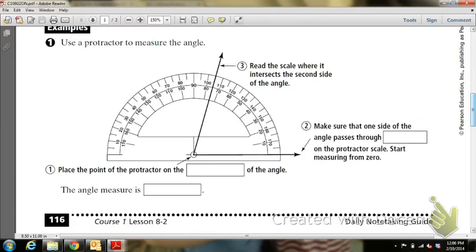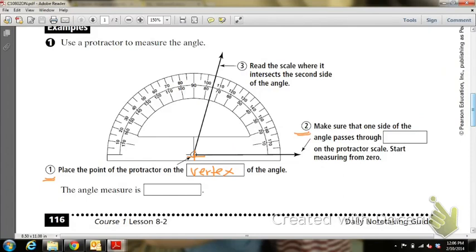Okay, so if you have a protractor, you're going to want to bring it to class too. It'll be easier than having to share. So use a protractor to measure the angle. First thing you want to do is place the point of the protractor on the vertex. Your protractor will either have a little cross there or you'll have a hole. That's what you want to put on the vertex.